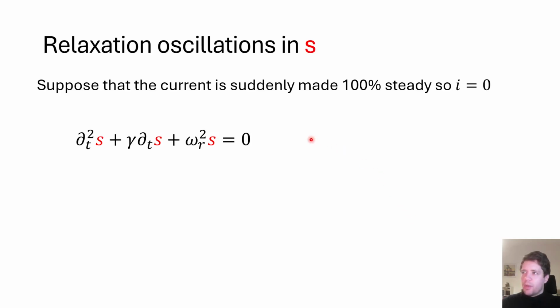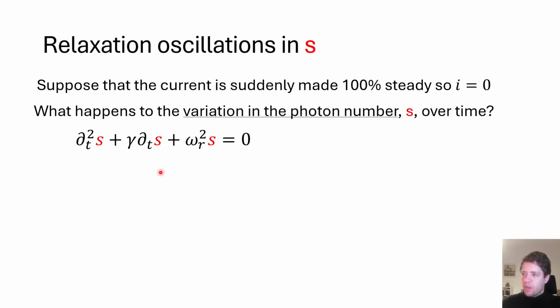First of all, we can think about relaxation oscillations in S. So let's imagine that we've activated the current and then fixed it to some steady value so that there's no variation in the supplied current at all. In that case, the differential equation for S looks like this, and we can now ask, how long does it take for these variations in the photon number to actually die out?